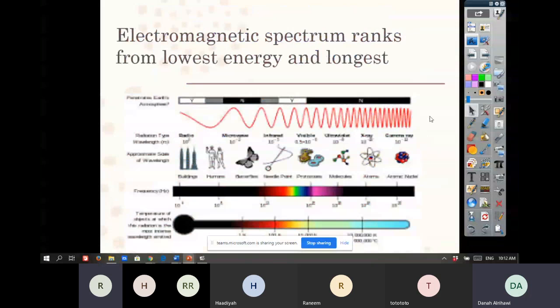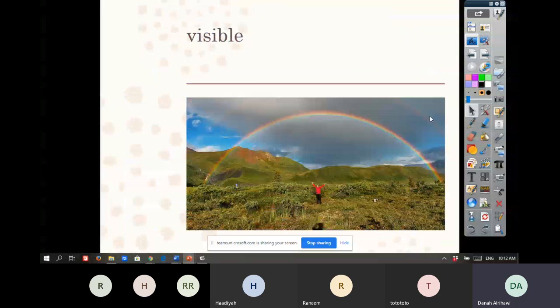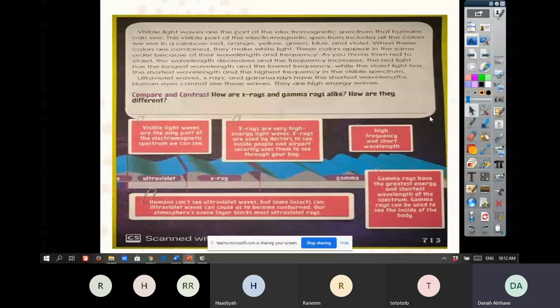Now, this is all about our lesson today. Let's start to highlight. Open your book, page 713.